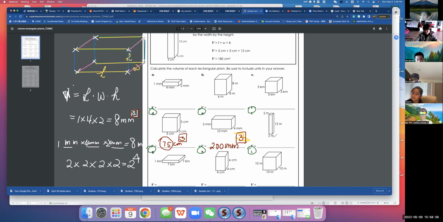I want to call Brandon. 48 meters cubed. I cannot hear you. 48 meters cubed. So Colton, is he right or not? Yes, this one is right. This one's totally right. Very good.